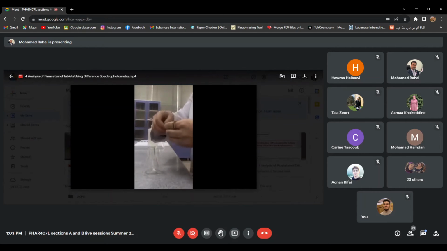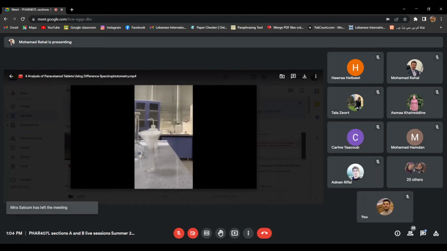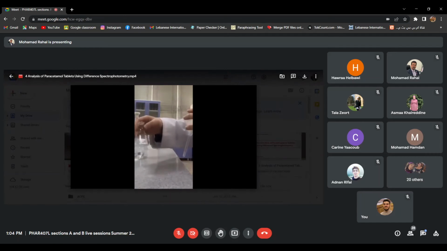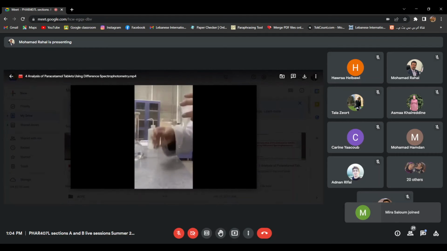For the filtration, we need a filter paper, a funnel, and a conical flask. We fold the filter paper and insert it into the funnel. We then add the solution into it. The first portion of the filtrate is used for washing of the conical flask and is then discarded. We then continue the filtration process.